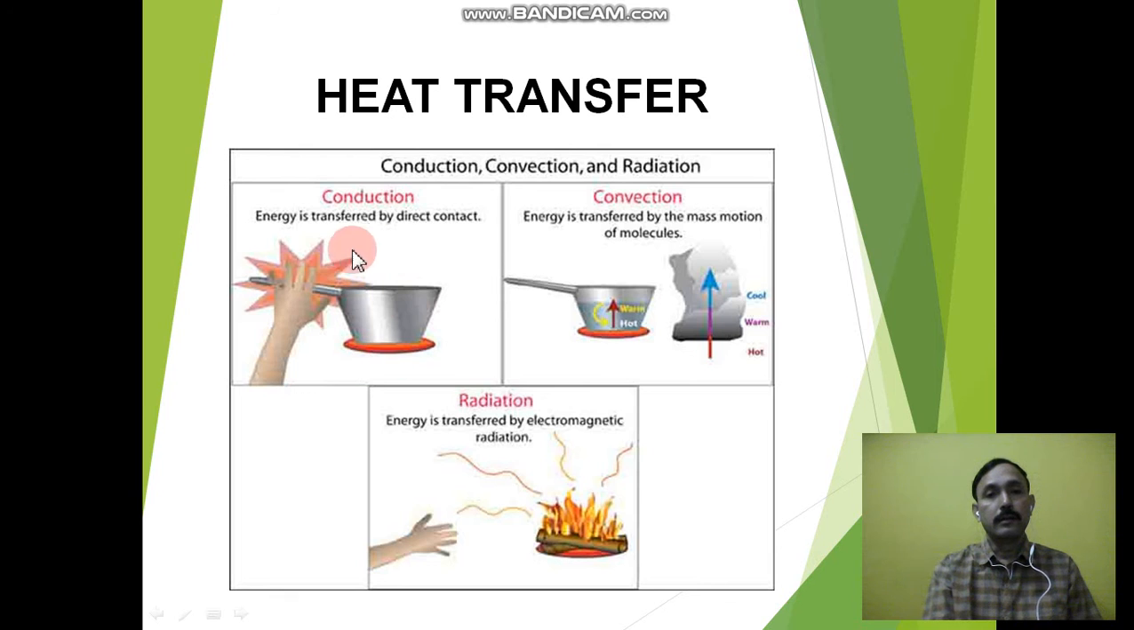Now, when the energy is transferred by direct contact, this is conduction. Suppose a pan is heating on the oven. Now the handle of this pan becomes hot. This is conduction. Suppose the iron rod is heated red hot, then one end is heated, the other end becomes hot. That means heat is transferred from one point to another point without transferring the molecules or particles. This is the conduction.